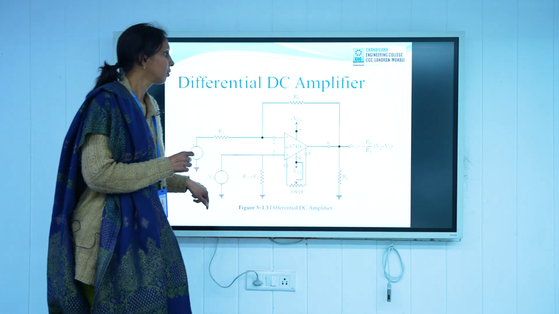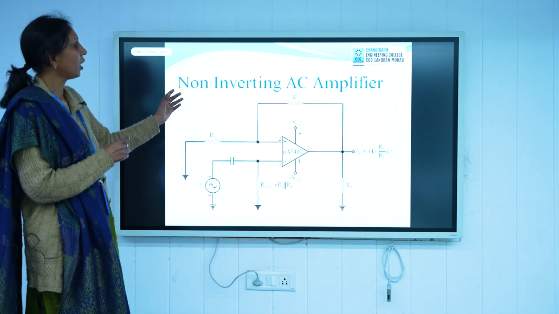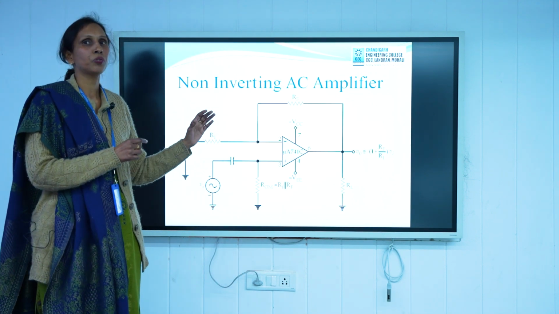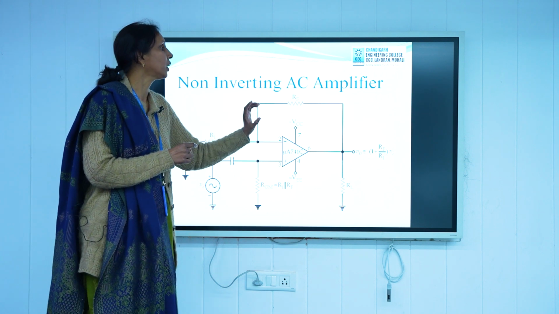Next is non-inverting. Again, these amplifiers can be used for AC as well as DC. In the same way, there will be a non-inverting AC amplifier.